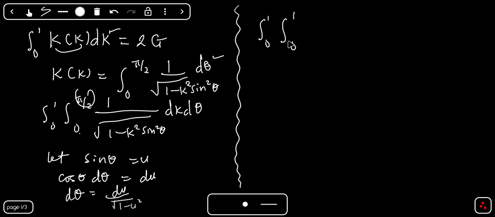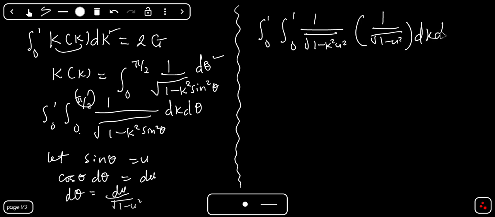All right guys, so let's move on. We're going to have the integral from 0 to 1, the integral from 0 to 1, of 1 over the square root of 1 minus k squared u squared, multiplied by 1 over the square root of 1 minus u squared, dk du. Sine theta is now u, that's why we have u squared here.